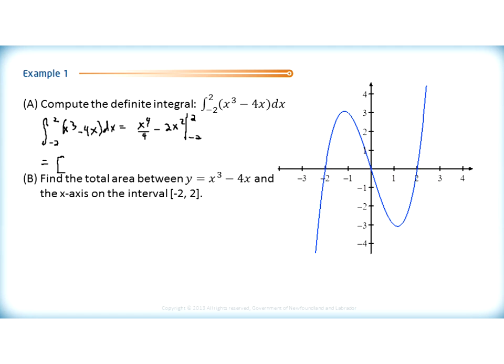At +2, it's going to be 2 to the power 4 over 4 minus 2 times 2 squared. And then I have to subtract what it is at -2, which is minus 2 to the power 4 all over 4 minus 2 times -2 squared.